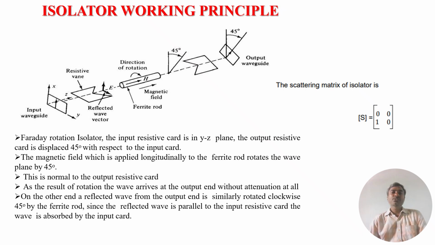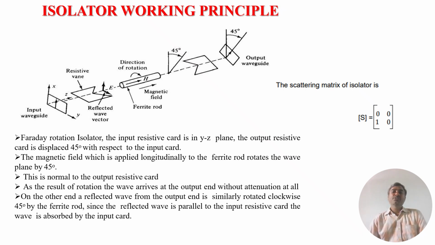Whenever the wave passes through the ferrite rod, it undergoes a 45 degree phase shift. Already, the output resistive cord is 45 degrees displaced with respect to the input resistive cord. So now the input wave will have 90 degree phase with respect to the output resistive cord. So the wave will travel to the load without any attenuation.